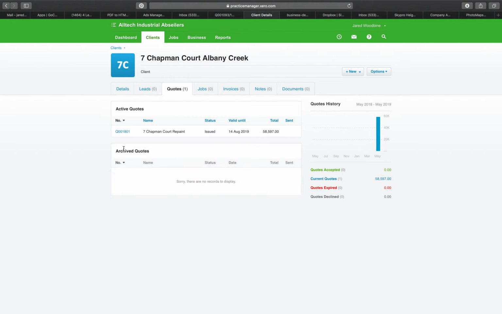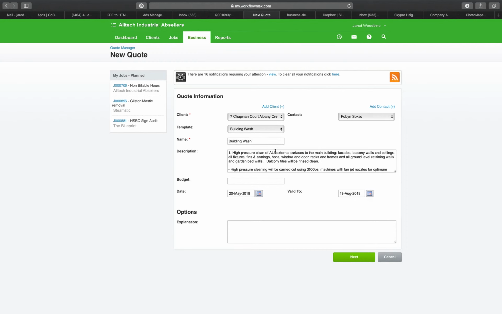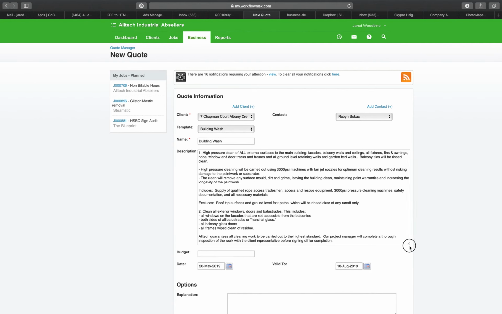Now, you won't have to do too much for this, guys. We've got quote templates in the system. We've just got the one wash quote now. We've simplified it down. So if we add this quote, we simply select the template, building wash. Now that's going to put a nice description in there for you.